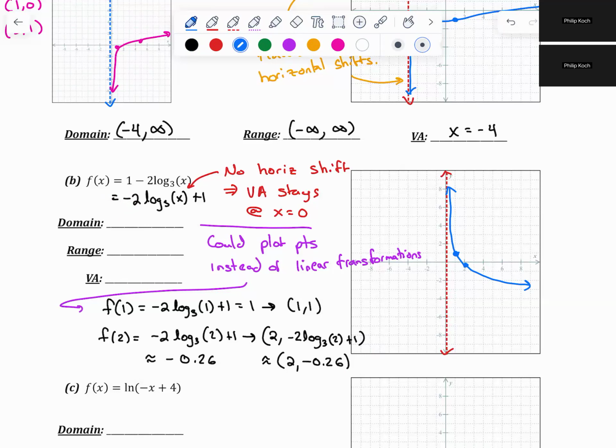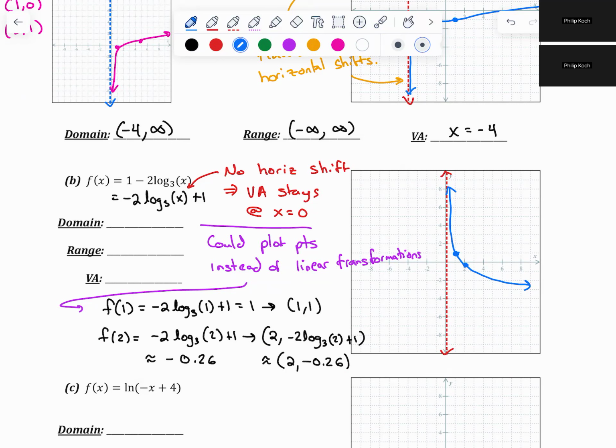Yes, JT. So when we do the f of 2, to get points, are you just putting that in your calculator? Yes, yes. So I have the exact form, -2 log base 3 of 2 plus 1. That's a number, and that's the exact form because log base 3 of 2 is an irrational number.